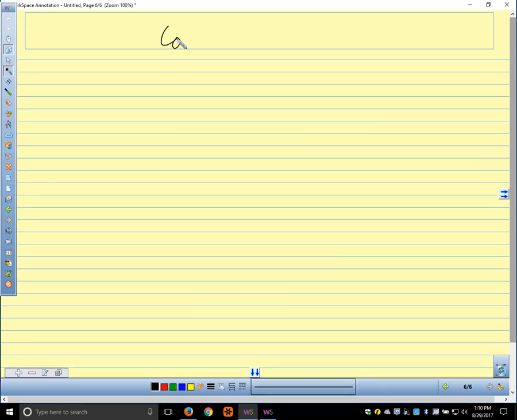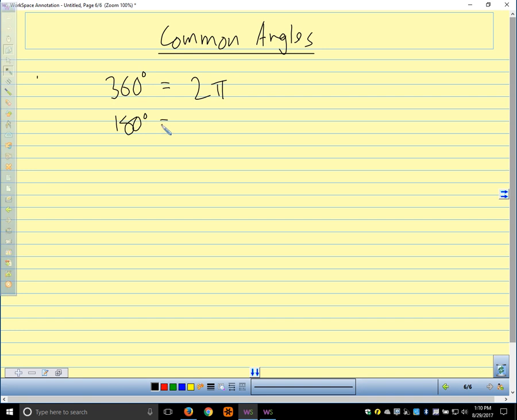All right, let's talk about some common angles, and then we'll be done. These angles will become old friends over the course of the year. So we already know that 360 degrees is the same as 2 pi radians. And 180 degrees is pi radians. 90 degrees, pi over 2 radians. How about 45 degrees? Pi over 4, right? Half of this.